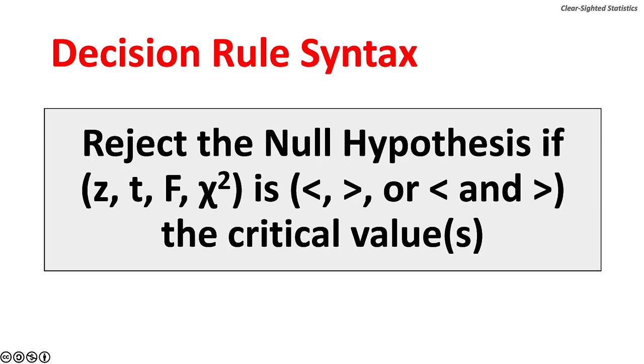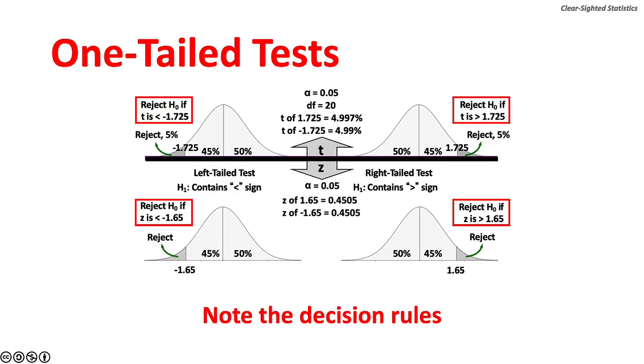A decision rule should be a short declarative sentence. They start with the phrase, reject the null hypothesis if, then the test statistic, Z, T, F, or chi-square is named, and then the rejection region is mentioned. If your decision rule is longer than a short sentence, it is too long.